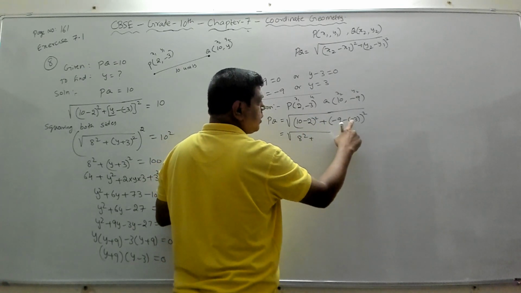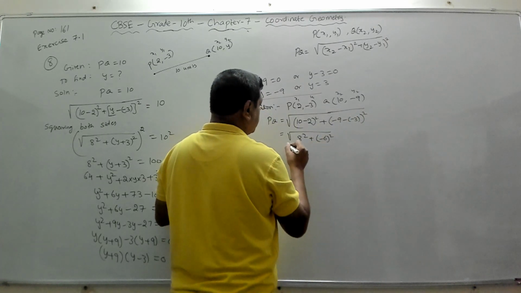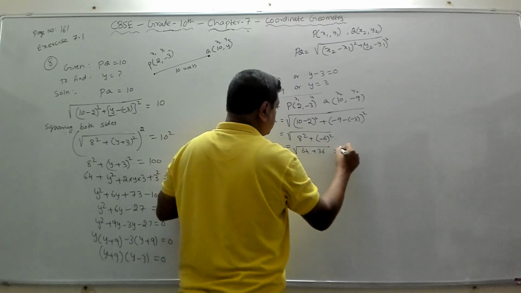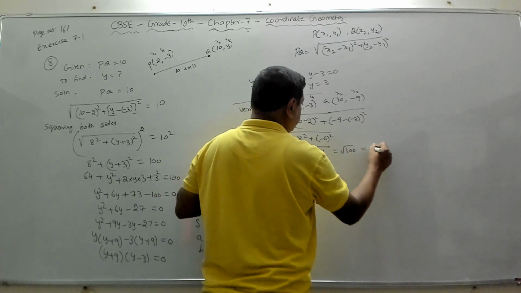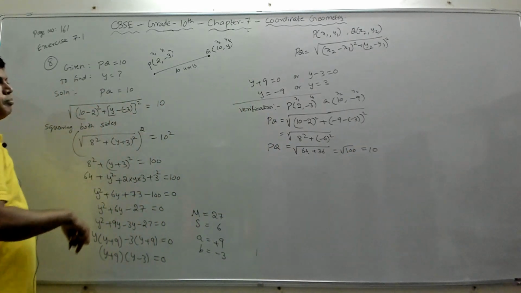This is minus 9 minus 9 minus plus 3. Minus 9 plus 3 is minus 6, the whole square. That gives you square root of 64 plus 36, which is square root of 100, which is 10. So we got our PQ as 10 units, which is matching here.